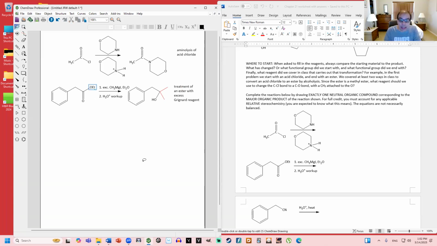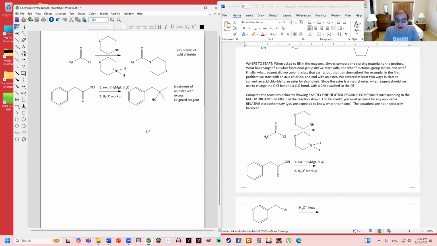The ethoxy group in the ethyl ester will wind up in a molecule of ethanol. Ethanol is soluble in water in all proportions. So during the aqueous workup, when you dump everything into a separatory funnel and do an organic aqueous extraction, the ethanol will wind up in the aqueous layer and thus go to the waste jug. The major organic product will be this tertiary alcohol. So when you treat an ester, or for that matter, an acid chloride with excess Grignard reagent, you will wind up with a tertiary alcohol.